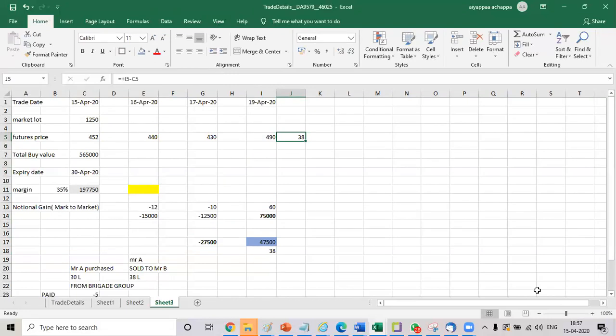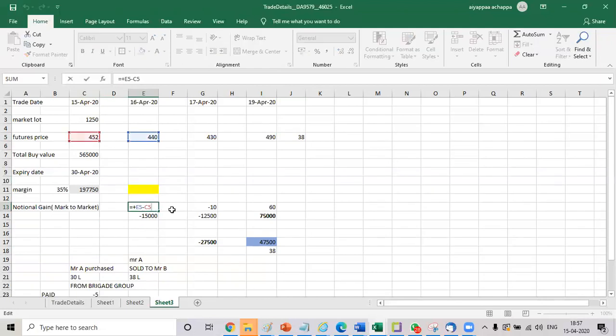Like this, every day profit or a loss will be calculated by the exchange, and that money would be collected from one of the parties. Remember, if you buy the share here at 452, and if the share price goes to 440, you're in a loss. That means the seller is in a gain. So whatever money, 12 rupees, the exchange is collecting from you will be given to the seller. So that becomes a credit, that becomes an inflow for him.